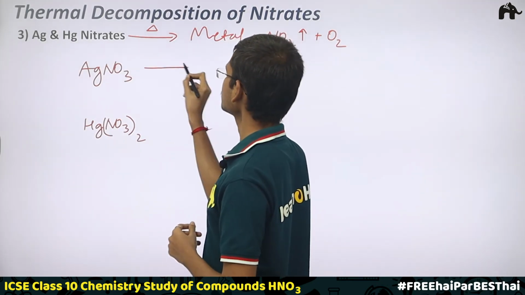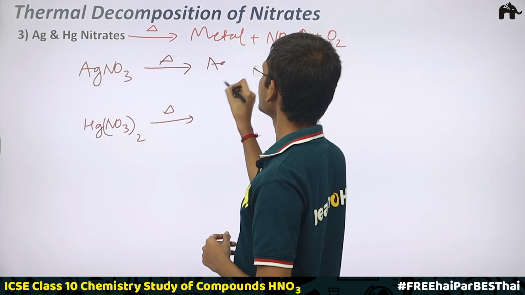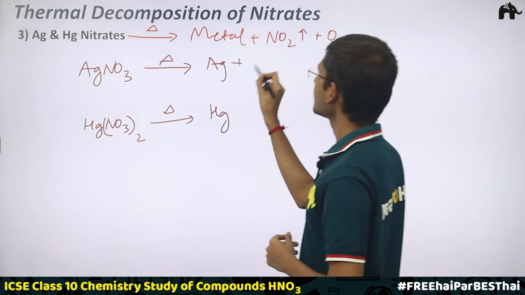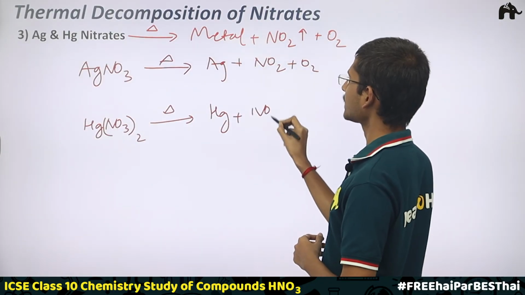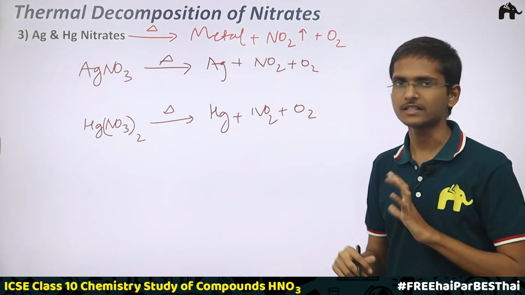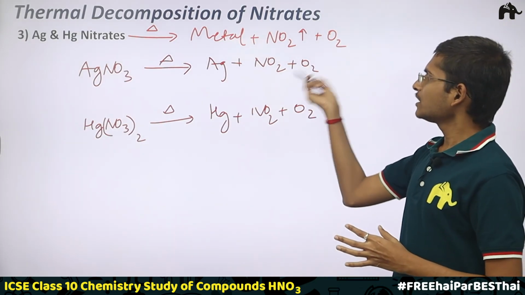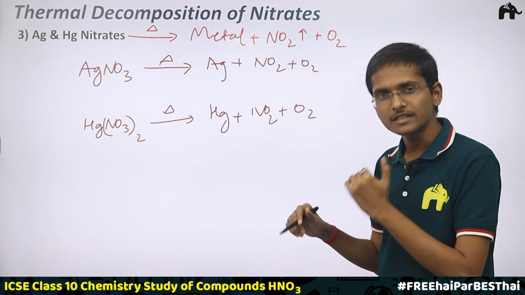Then I would heat them. What I would get is silver, mercury, and then NO2 and O2. Same way, NO2 and O2. So you just need to remember the general reaction, and then writing the reaction becomes easy for you. Here also the common observation would be that you would observe reddish brown gas getting liberated.